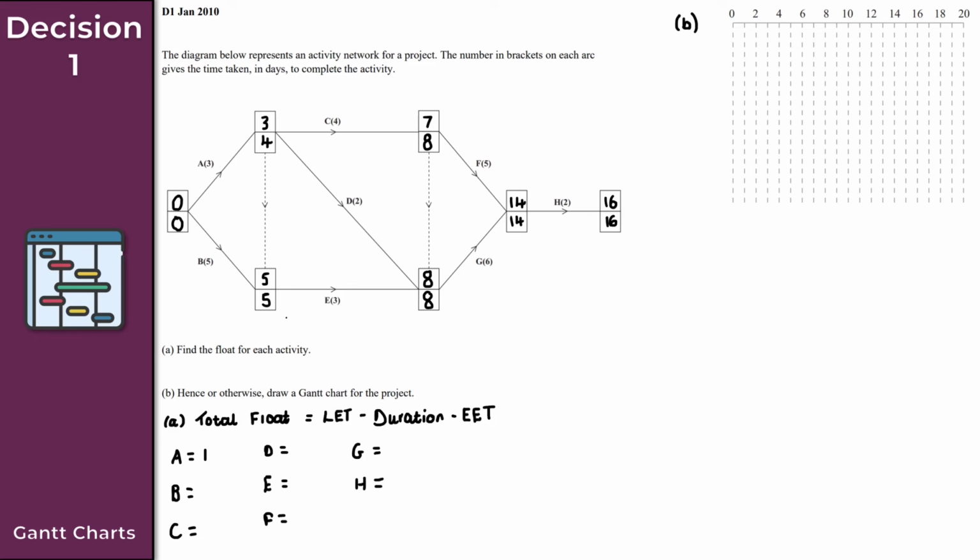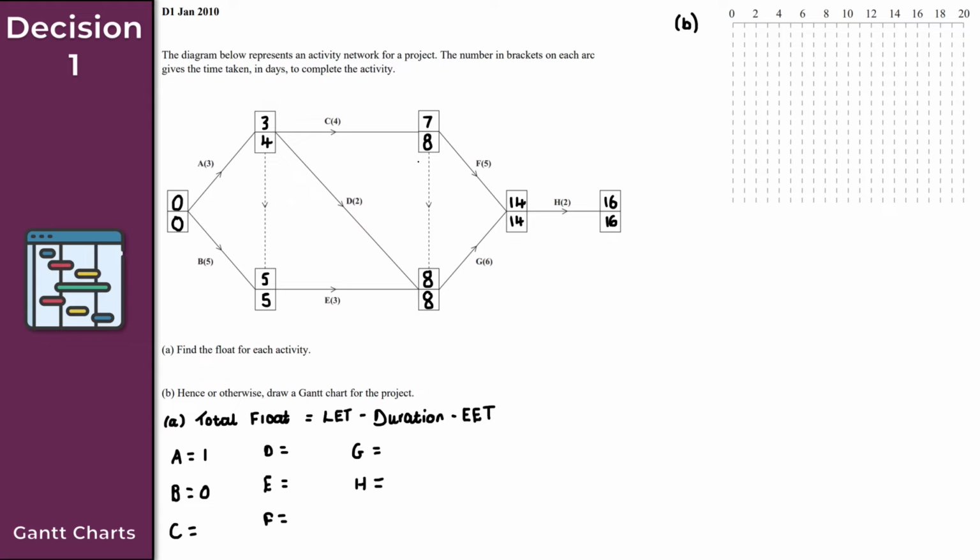What about activity B then? So the late event time here is 5, minus the duration, which is also 5. So 5 minus 5 is 0, minus the early event time, which is also 0. So 0 minus 0 is clearly 0. So therefore, activity B here has a total float of 0. And what that means then is activity B here is a critical activity, right? Which is important, and we'll see that in a moment on the Gantt chart. What about activity C then?